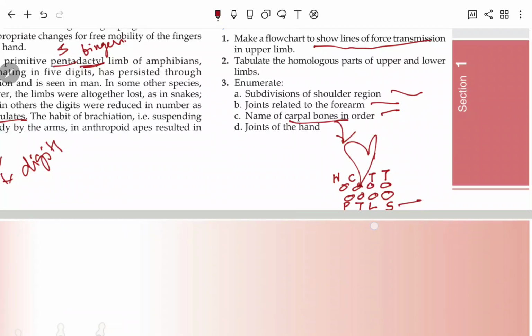Scaphoid, lunate, triquetral, pisiform, trapezium, trapezoid, capitate, and hamate. So yeah, as for the mnemonics, we are going to discuss them in the upcoming chapters. It's not given in this chapter and they have asked, but yeah, this is the mnemonic we will learn.